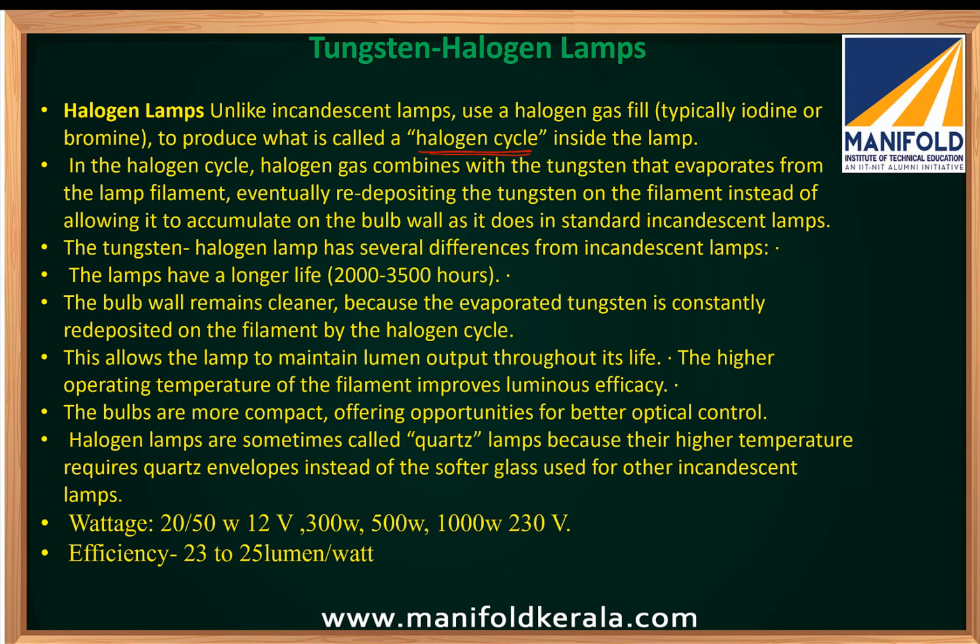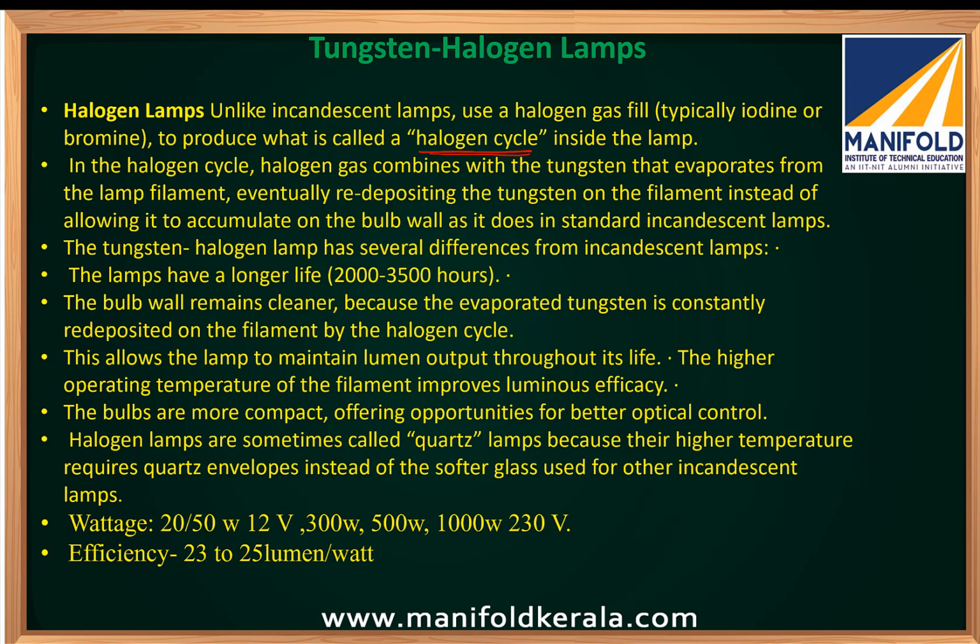In the halogen cycle, halogen gas combines with the tungsten that evaporates from the lamp filament, and eventually redeposits the tungsten on the filament instead of allowing it to accumulate on the bulb wall as it does in the incandescent lamp. So what happens when you pass the current through the tungsten?